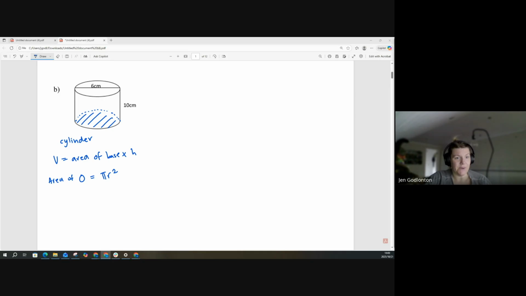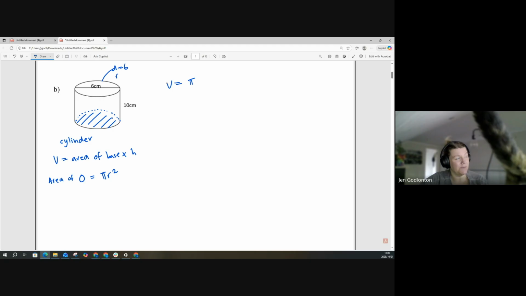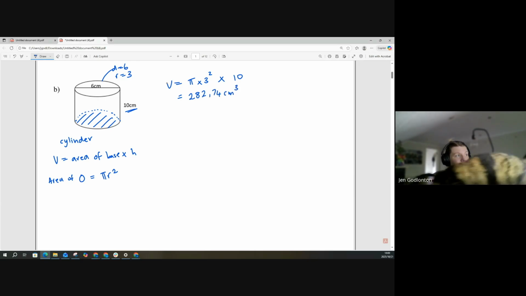So for this one, let's do volume first. So our volume is our area of our base times our height. So the area of our base is going to be pi. Now our diameter is 6, which means our radius is going to be 3. So pi times 3 squared, that's the area of our base. And then we're going to times that by our height of our shape, which in this case is 10. And so for our volume, we are 282,74 centimeters cubed.